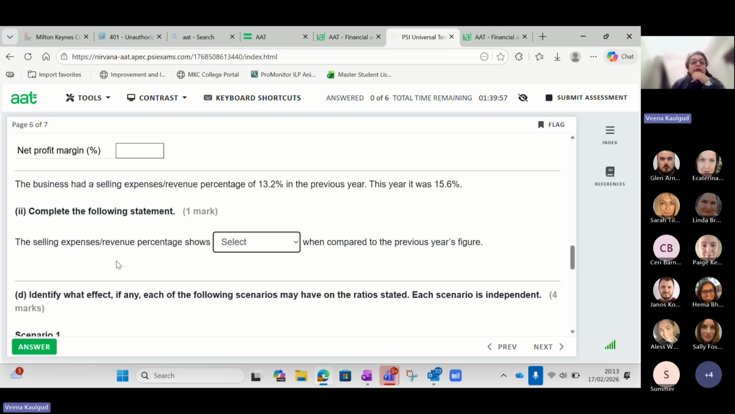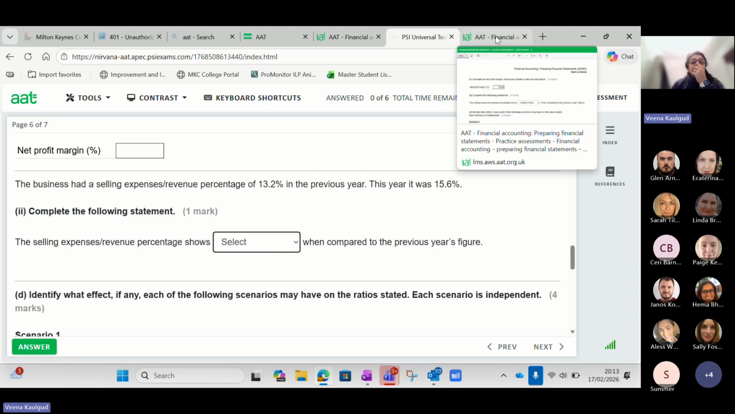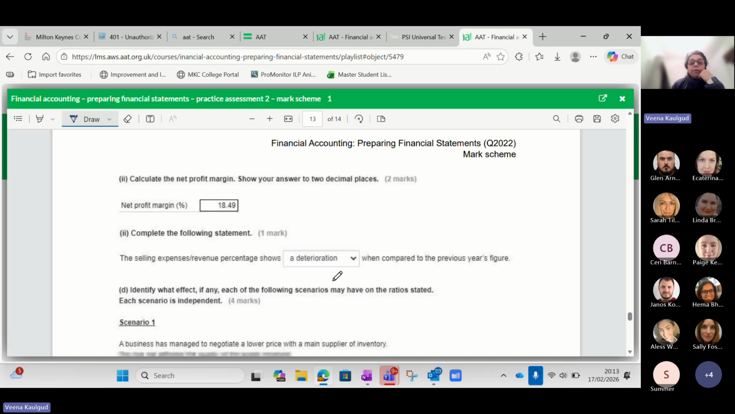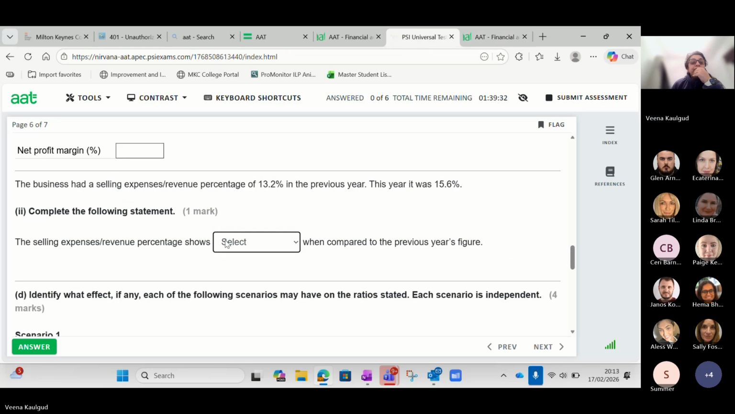So what does that mean? Selling expenses have gone up. The expenses to revenue has gone up, which means you have spent more. So the percentage shows an increase, a deterioration when compared to the previous year's figure. What deterioration? Basically the profit figure. That is what it means. Yeah, it is a deterioration. They have spent more, so it is not good.